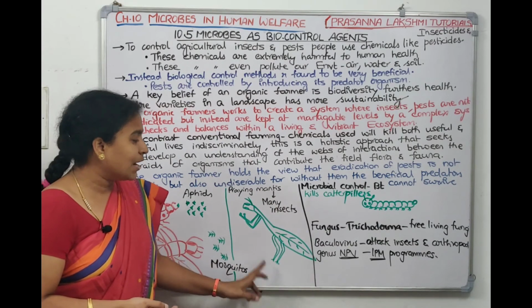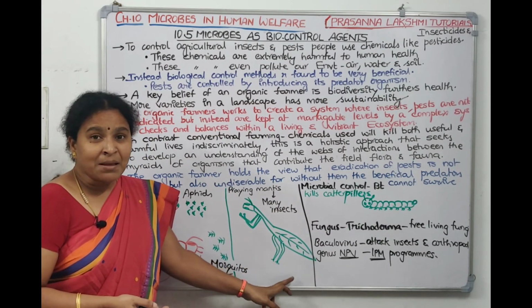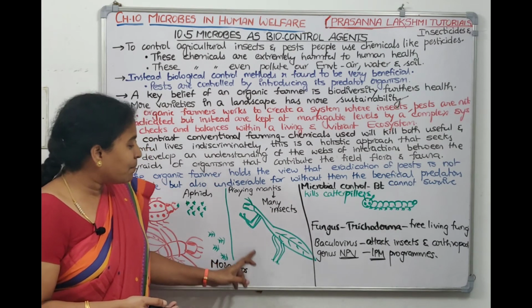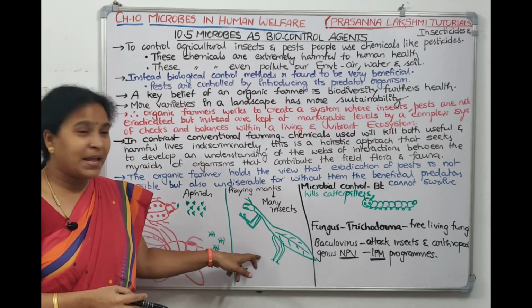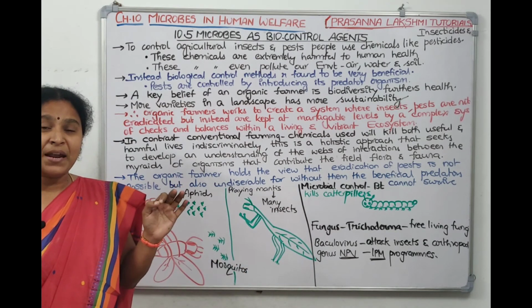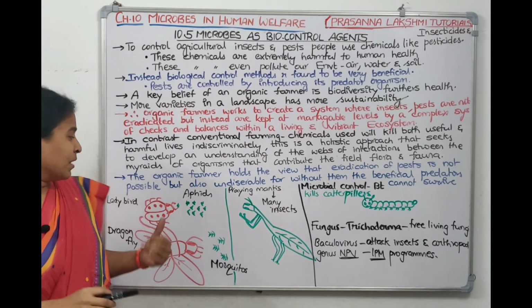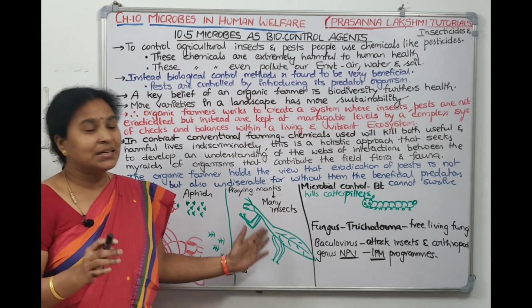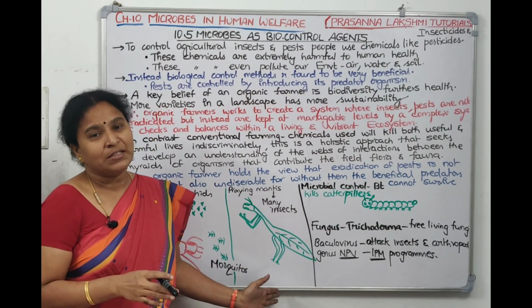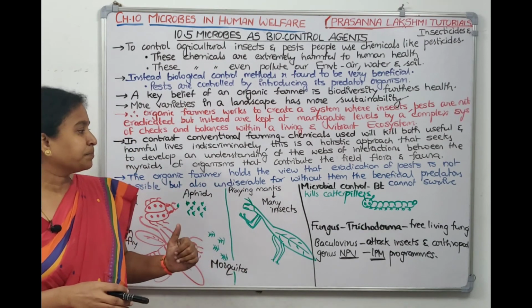This is not given in NCERT. Praying mantis has got its name because it holds its legs like in a praying position. That is why it's called praying mantis. Praying mantis is a predator for a wide variety of insects. Ladybird will eat only aphids, dragonfly will eat only mosquitoes, but praying mantis eats many varieties of insects. This also you can introduce.